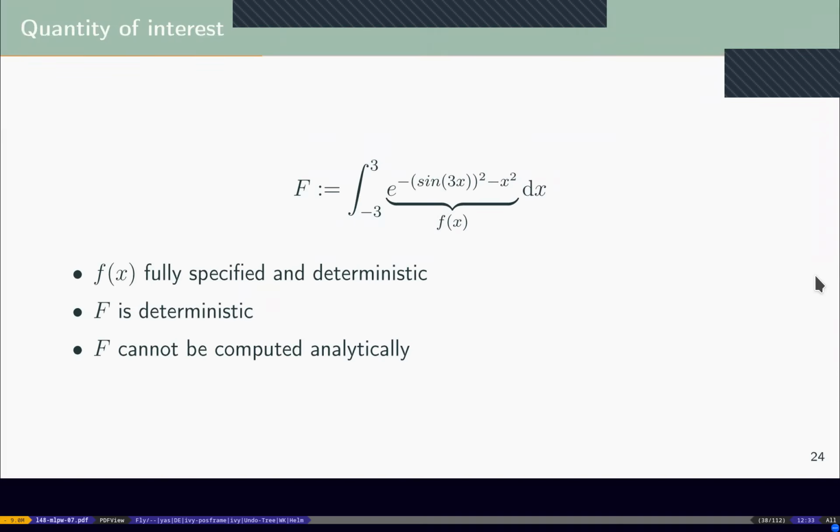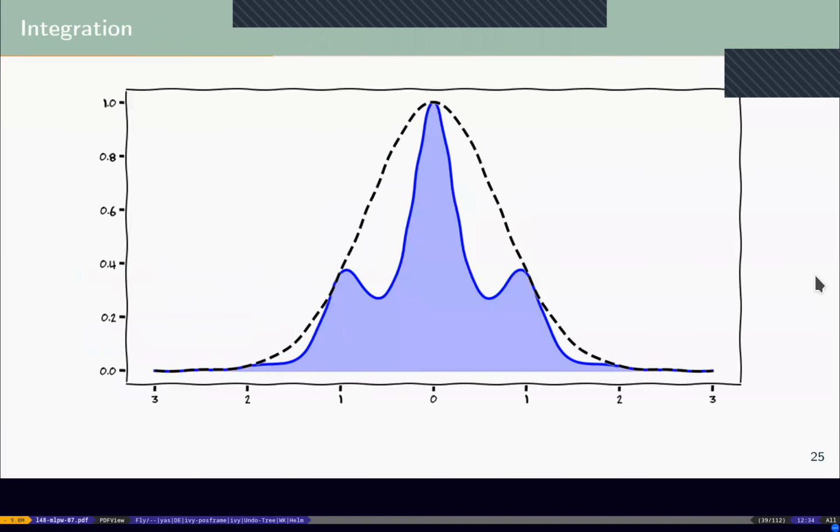So we're going to take this function, which is the one I've plotted, f of x here, so the integral, fully specified, deterministic. It will take whatever the smallest time you go in a computer to compute each one of these. So the value of the integral itself is also a deterministic value. We know that. However, we can't compute this one analytically, right?